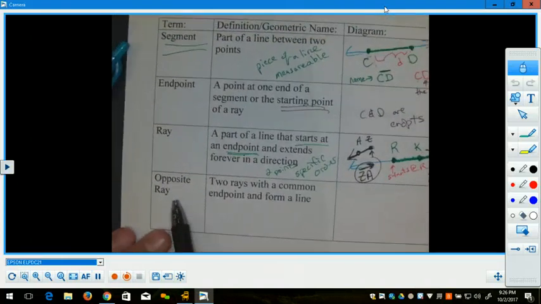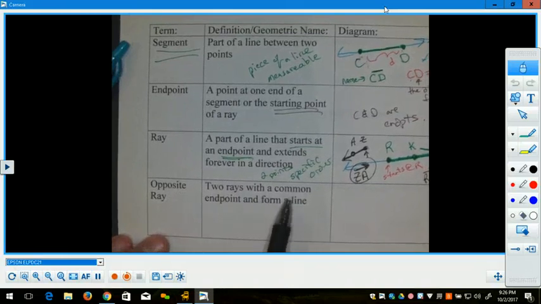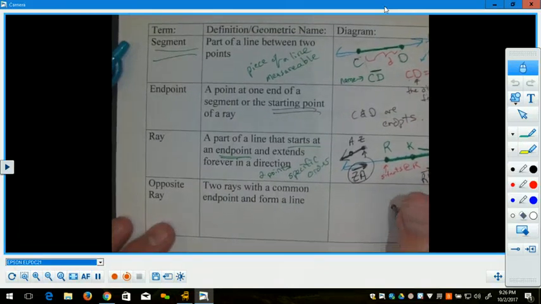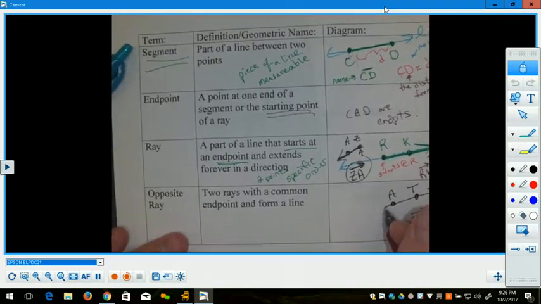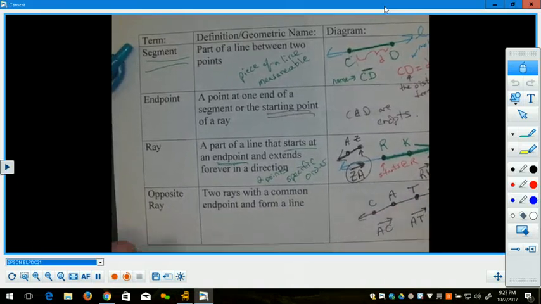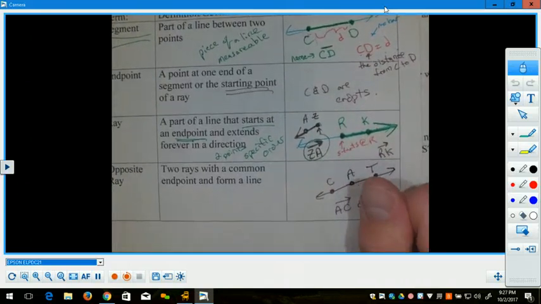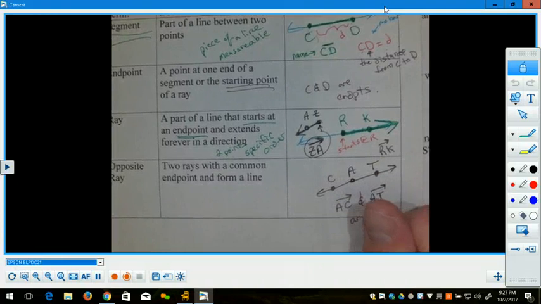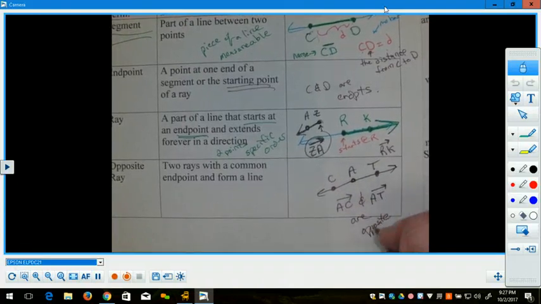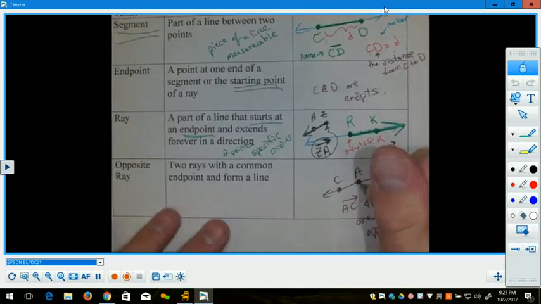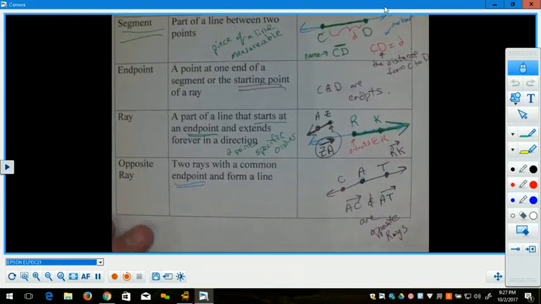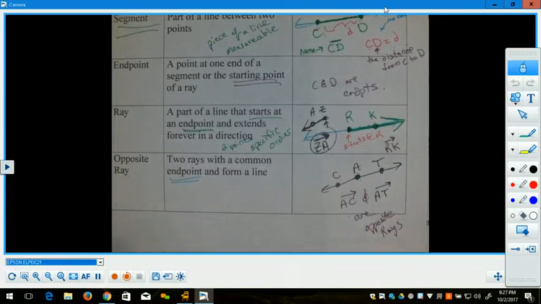And then we have one last definition for this section. Opposite rays are two rays with a common endpoint that form a line. So I have this ray, AT, and this ray, AC, not CA, but AC, and those two together are opposite rays. Basically, when you put them together, they would form a line. They share a common endpoint, that endpoint being A, or a common start point rather, and they go in opposite directions to form a line.